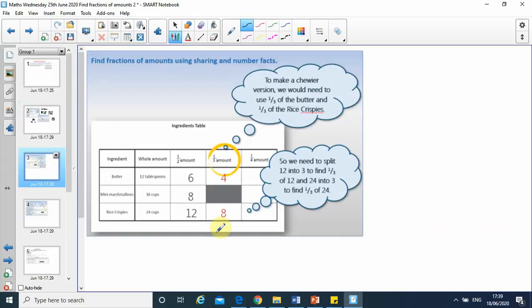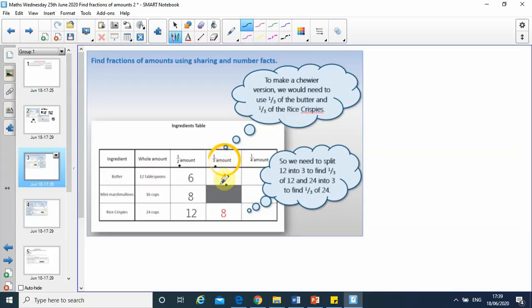So then you see these tables and think, wow, this looks confusing, but it's not. We just need to talk through it. We're still finding fractions of amounts, and this is things we have done in class. So to make a chewier version, we would need to use 1/3 of butter and 1/3 of the Rice Krispies. So all we're changing here, we're going from a half to 1/3. That is 1 out of 3. So they've given us the answer here.